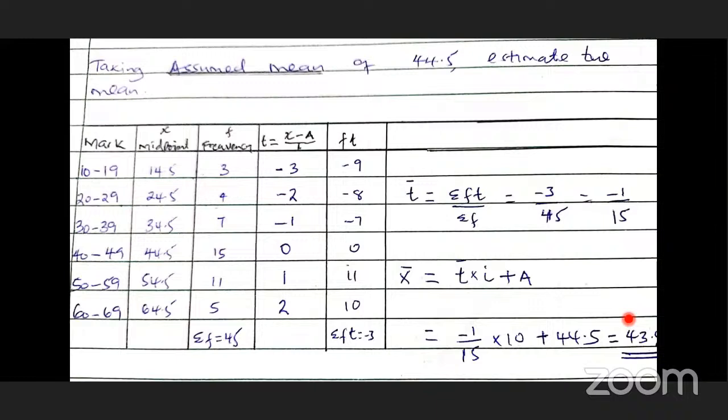Somebody is asking, can the class width vary? Yes, the class width can vary. You can have a class width of 10, 15, 25. They can vary. But once you choose an assumed mean, you use the same assumed mean for all the values of x. But the class width can vary. I think I've addressed all the questions that I'm seeing in the chat.